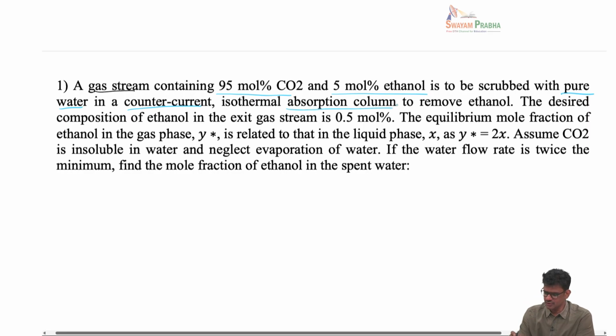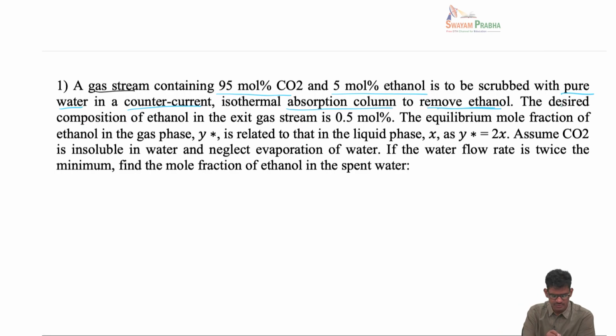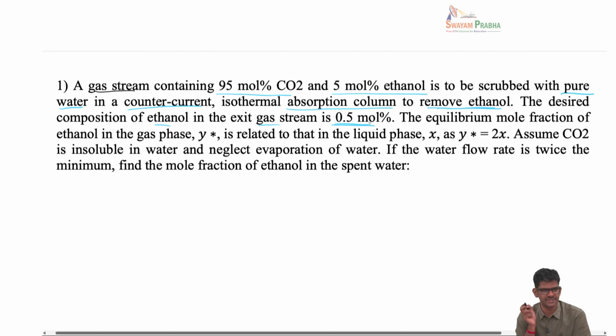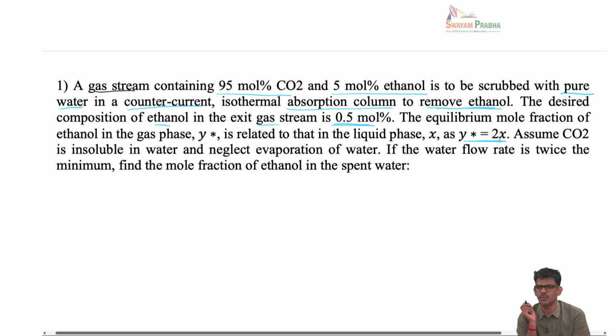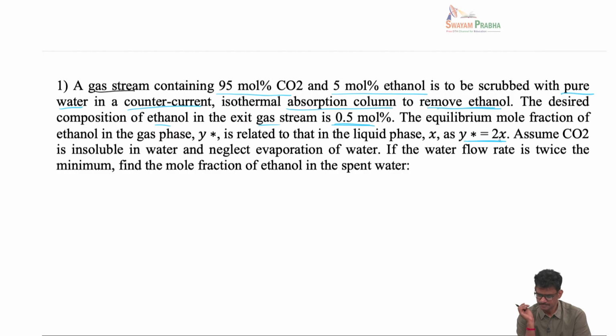So we are talking about an absorption column, and here they clearly say we want to remove ethanol. Already it tells you what the solute is, no confusion about this. And the desired composition of ethanol in the exit gas stream is 0.5 mole %. So the exit concentration of ethanol is given, inlet is also given. The equilibrium mole fraction of ethanol in the gas phase is related to the liquid phase as an equation, something like a Henry's law sort, a linear equation.